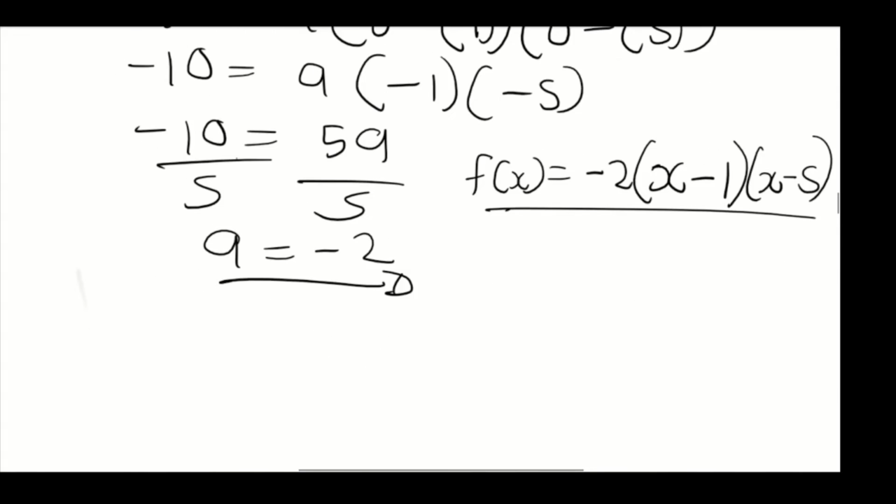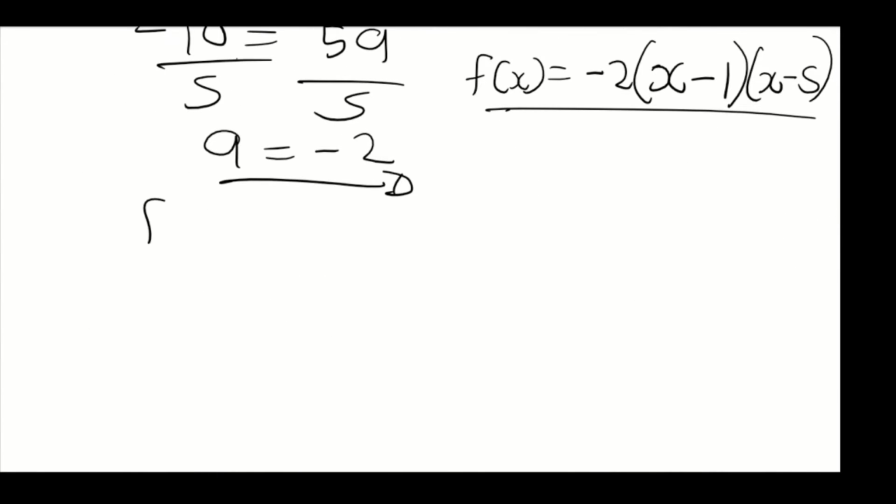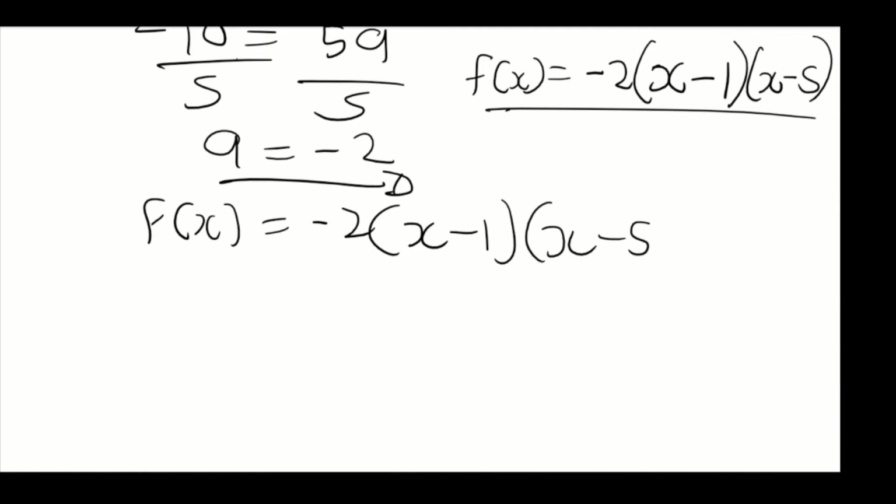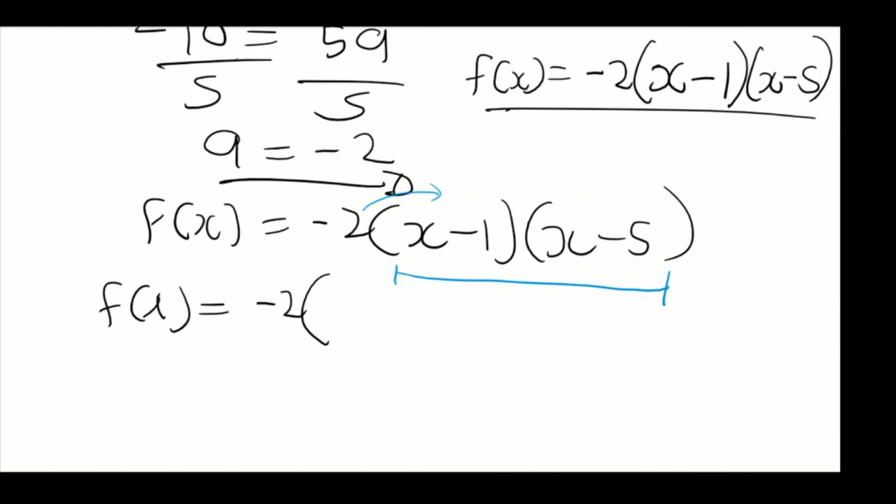So we're going to continue to solve it. f of x is equal to minus 2 into x minus 1, x minus 5. You're going to use the FOIL method to find the solution for this portion, and then later multiply with this minus 2 here. So FOIL method: x multiplied by x is x squared, x multiplied by minus 5 is minus 5x, and then minus 1 multiplied by x is minus x, and then minus 1 multiplied by minus 5 is positive 5.